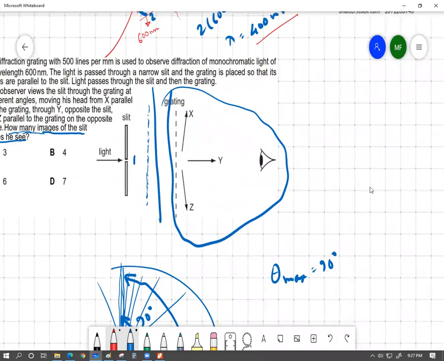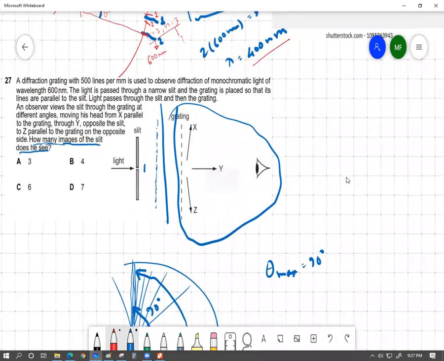Let me take all of these numbers and place them in the equation. Have a look. In this case, the question says the diffraction grating has 500 lines per millimeter. তাহলে আমাদের d এর ভ্যালু আসবে 10 to the power minus 3 meter divided by 500. আমি এভাবে লিখলাম, এভাবে বসাবো ইকুয়েশনে, সমস্যা নাই। The wavelength of the light is 600 nanometers. So lambda equals to 600 into 10 to the power minus 9 meter.